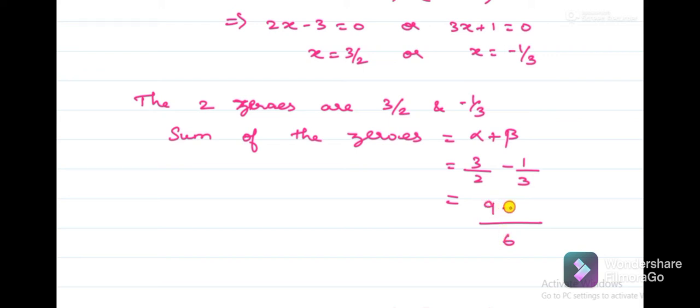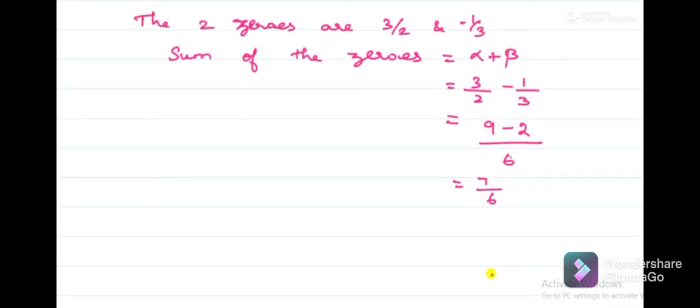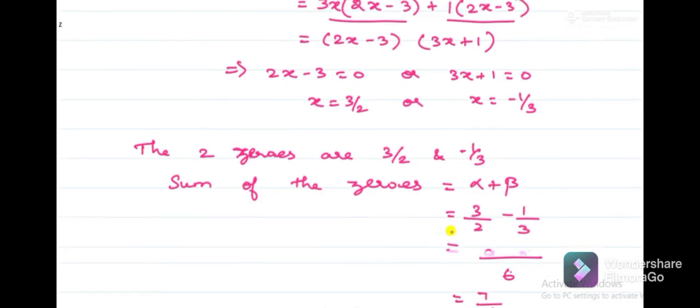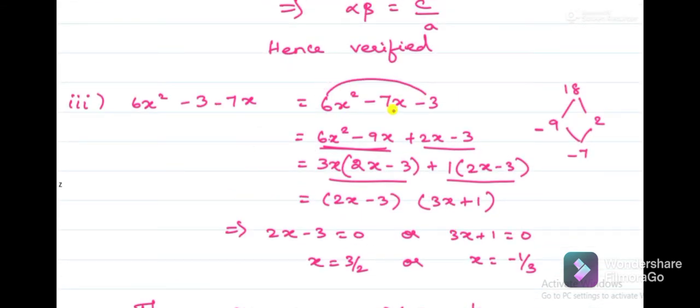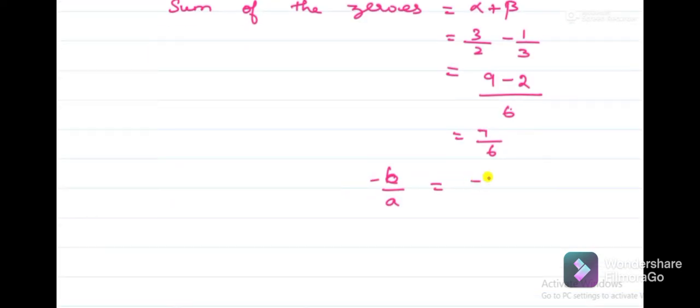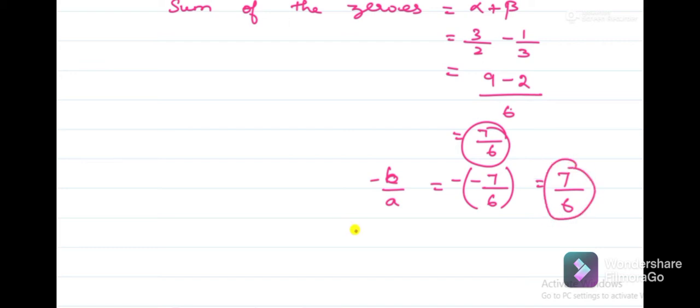Let us verify the relationship and the coefficients. Sum of the zeros is equal to 3 by 2 plus minus 1 by 3. Since the denominators are different, find LCM. LCM is 6. Cross multiply with the numerator. So 9 minus 2. When you simplify, it becomes 7 by 6. Minus b by a value is also 7 by 6. So they are equal.